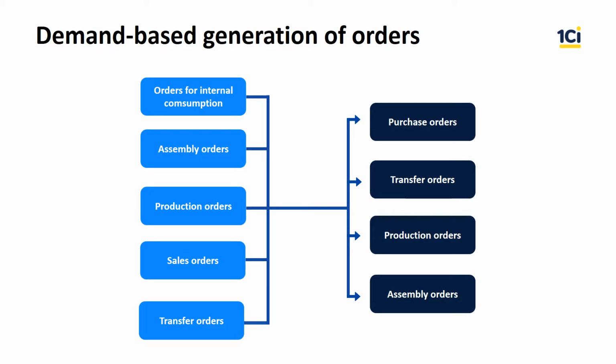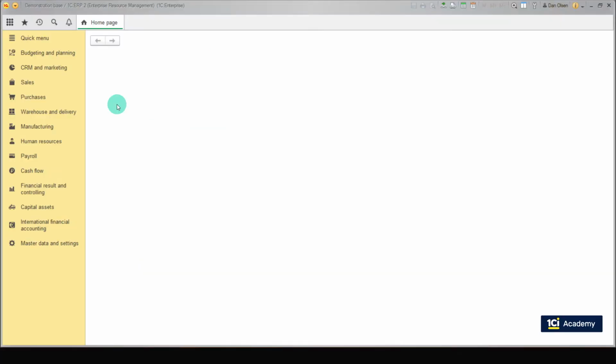There are many possible sources of material demand, for example, orders for internal consumption, assembly/disassembly orders, production orders, sales orders, transfer orders. Set up inventory level control as an important method as well. We'll talk about it in more detail in upcoming lessons. Based on this data, we can generate purchase orders, transfer orders, production orders, assembly and disassembly orders. We can generate an order directly, but there is a better way.